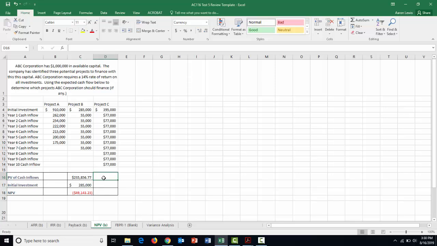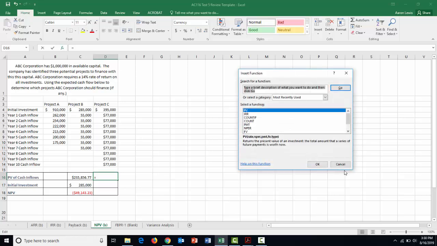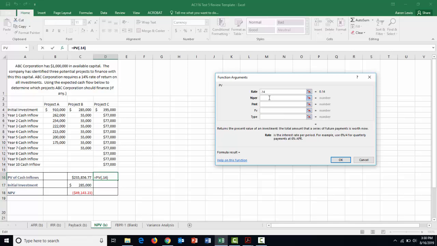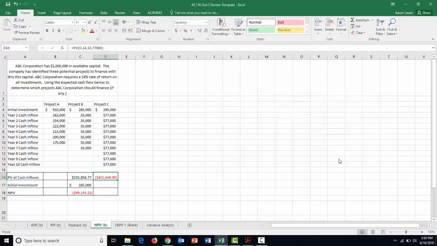Let's do those same steps for Project C. So we're going to go up to our function bar. We're going to once again take our PV function, and we're going to fill in the information. The required rate of return, our discount rate, is still 0.14. Project C has a number of periods of 10, and each payment is equal to $77,000. So we throw those 3 numbers into our inputs, and we hit OK. Again, it's going to come out negative, so let's go and insert a minus sign.